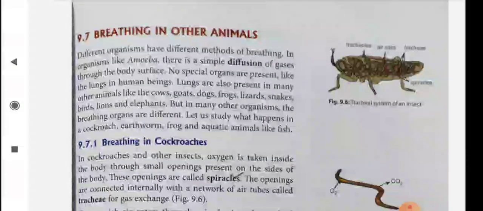In organisms like amoeba, there is a simple diffusion of gases through the body surface. No special organs are present like the lungs in human beings. Lungs are also present in many other animals like cows, goats, dogs, frogs, lizards, snakes, birds, lions and elephants. But in many other organisms, the breathing organs are different.